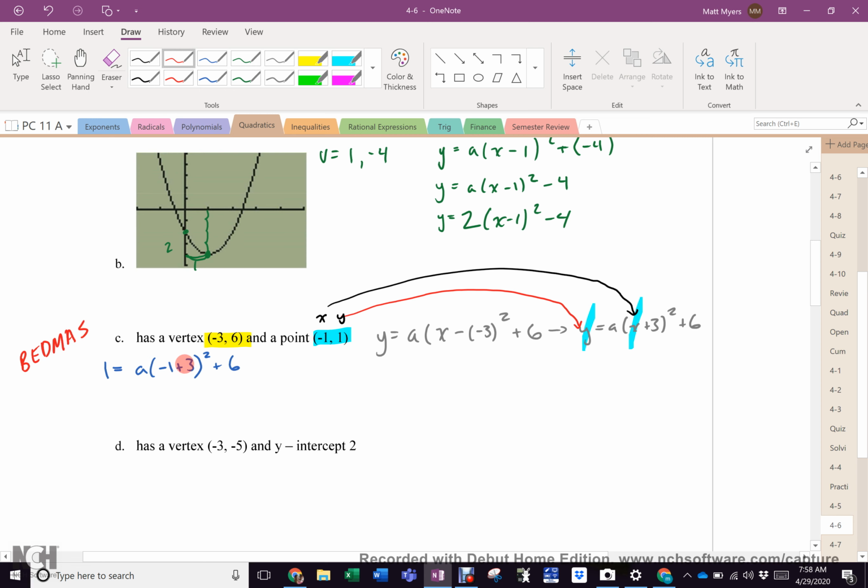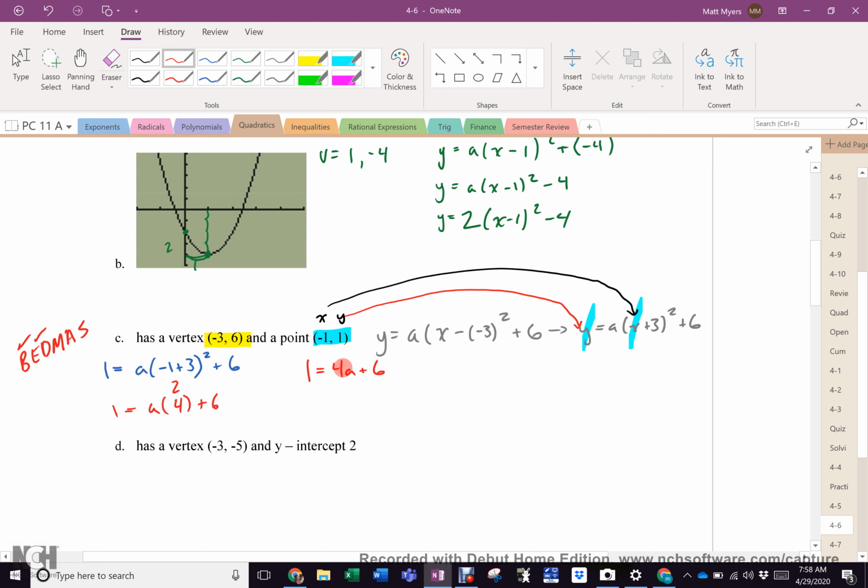Remember here, BEDMAS. Start with this. Negative 1 plus 3 is 2. There's my bracket. Exponent, 2 squared. Exponent is 4 plus 6. A times 4 plus 6. So right now I have 1 equals 4a plus 6.